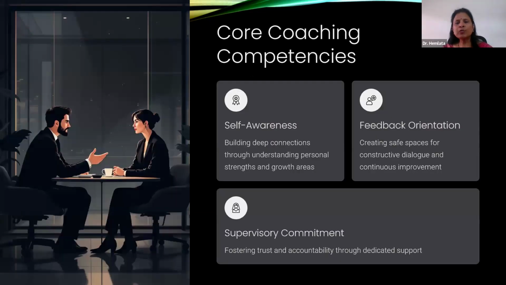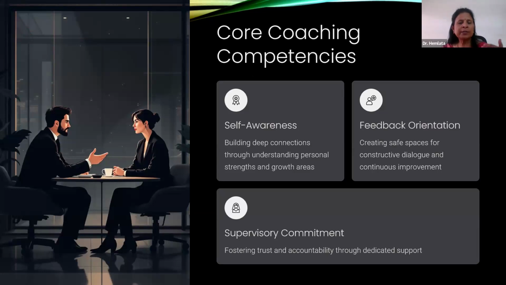Core coaching competencies. So the most important things in coaching are self-awareness, feedback orientation, and supervisory commitment. Self-awareness is building deep connections through understanding personal strengths and growth areas.